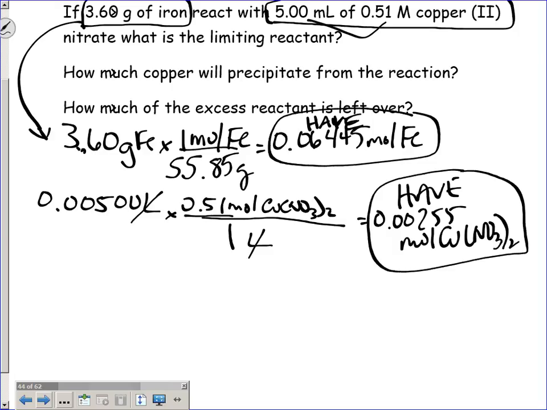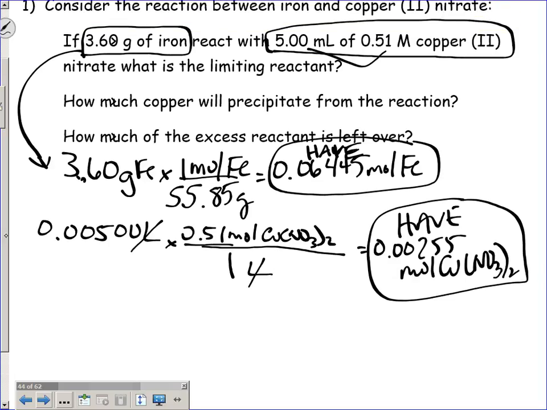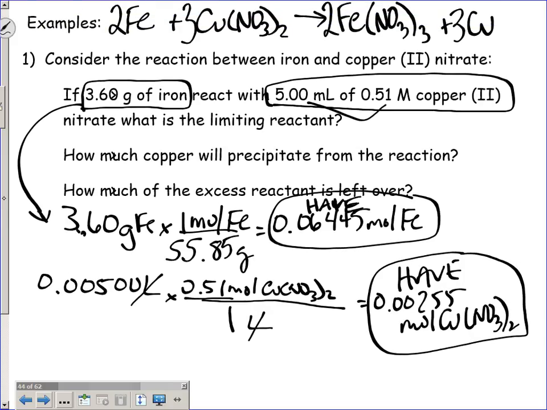The next step in your process: look back at your notes from the last slide. What does it say to do? Compare using what? Okay, so use ratios and think. This literally means to think about and talk to yourself. I talk to myself on these all the time. So guys, if I have 0.00255 of this, how much of the other reactant do I need to fully react it off?